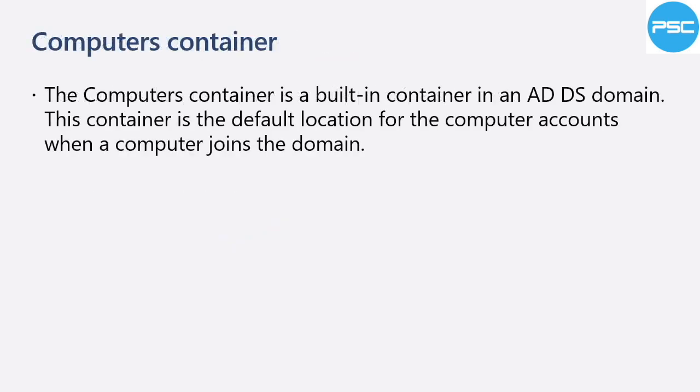The computers container is a built-in container in an ADDS domain. This container is the default location for the computer accounts when a computer joins the domain. This container is not an OU. Instead, it is an object of the container class. Its common name is CN=computers. There are subtle but important differences between a container and an OU. You cannot create an OU within a container, so you cannot subdivide the computers container. You also cannot link a group policy object to a container. Therefore, Microsoft recommends that you create custom OUs to host computer objects instead of using the computers container.